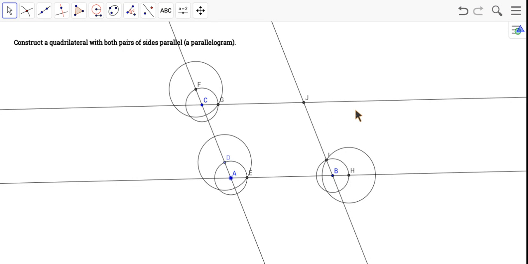So have fun creating your own parallelograms. You do not have to use the same points in the same positions as I did. Have some fun, play around with it, and see what kind of parallelograms you can come up with.